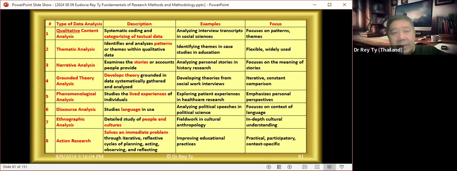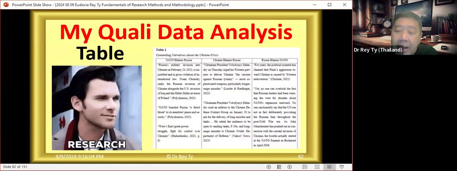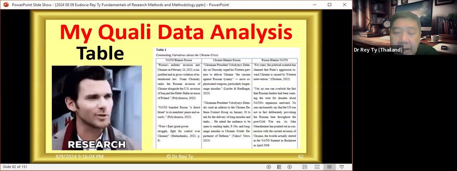Okay, these are the different types of data analysis: content analysis, thematic, narrative, grounded theory, phenomenological, discourse, ethnographic, and action research. For lack of time, I will not discuss them. But you can find my file on academia.edu under my name. I will post this online.